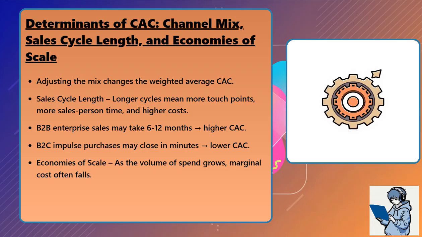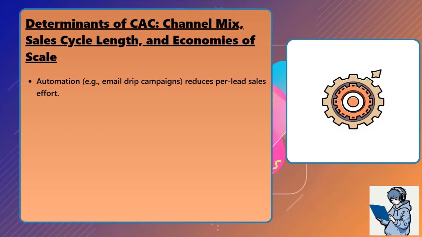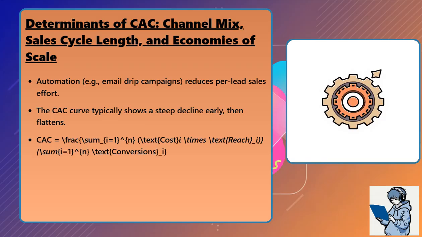Economies of scale. As the volume of spend grows, marginal cost often falls. Bulk media buying discounts. Automation, for example email drip campaigns, reduces per-lead sales effort. The CAC curve typically shows a steep decline early, then flattens. CAC equals the sum from i equals 1 to n of cost sub i times reach sub i, divided by the sum from i equals 1 to n of conversions sub i.